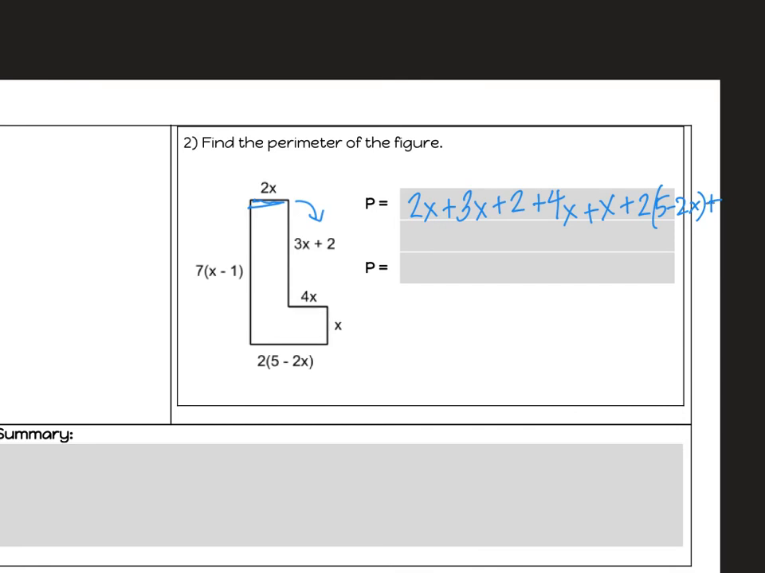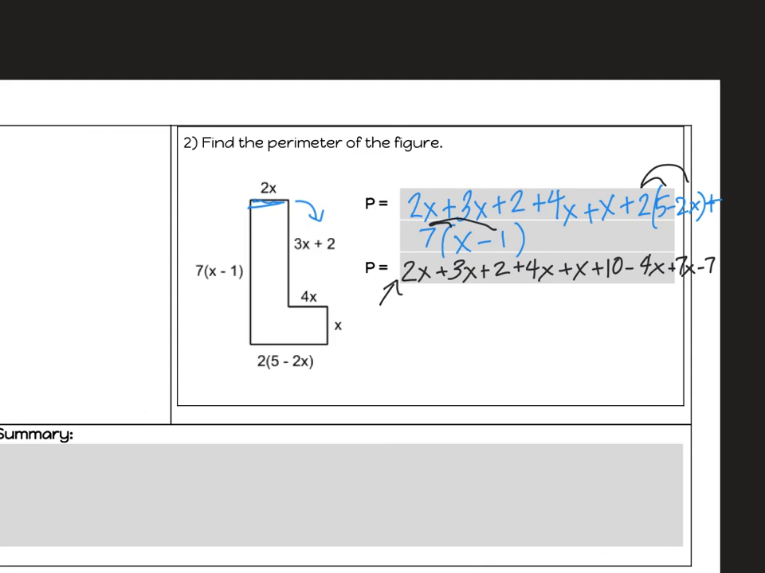Okay, and then plus 7 parentheses x minus 1. Okay, so now what I need to do is first distribute before I can combine like terms, and when I distribute, I give my 2 to the 5 and my 2 to the negative 2x, and I give my 7 to the x and my 7 to the negative 1. Alright, and so once I distribute, this is what you should currently have.